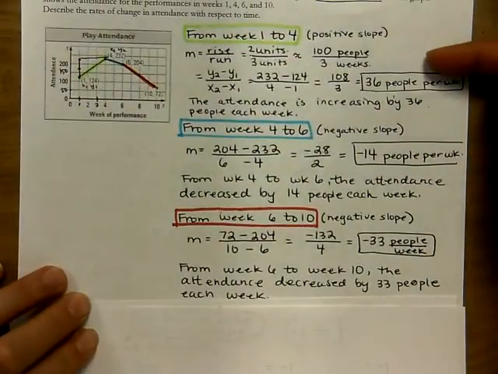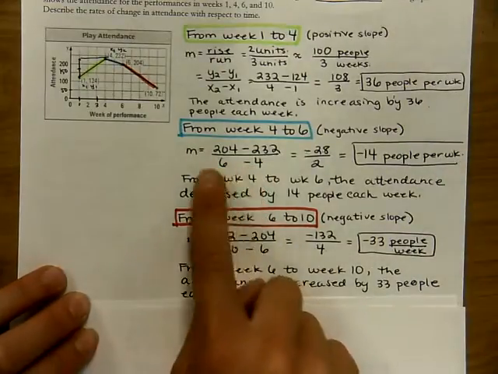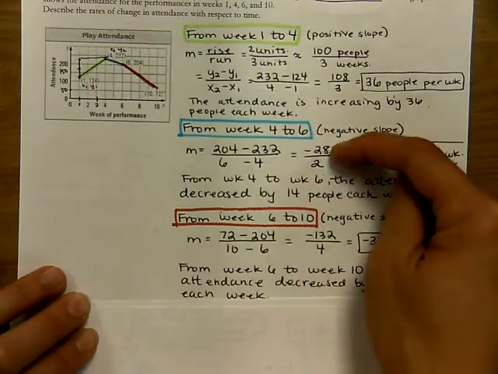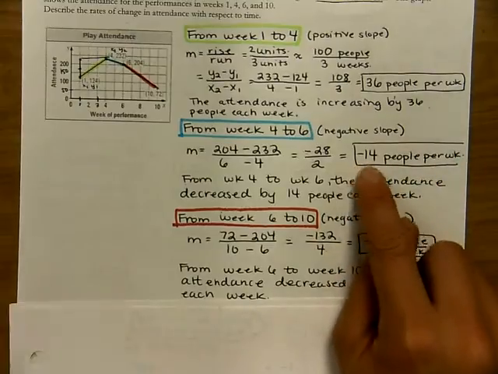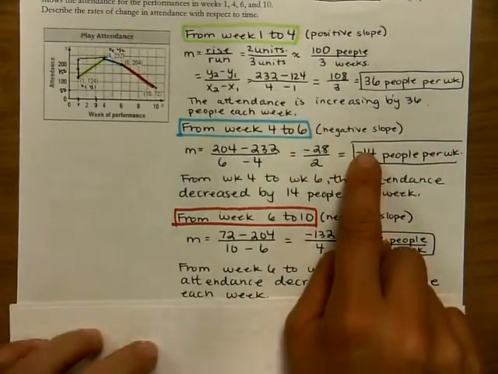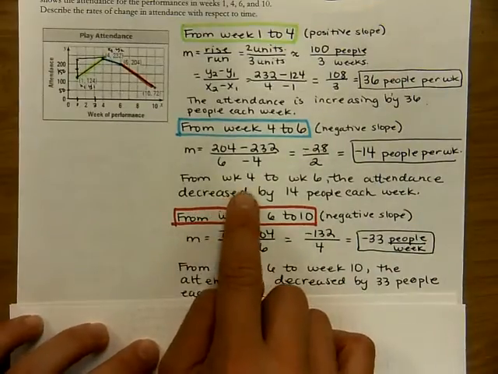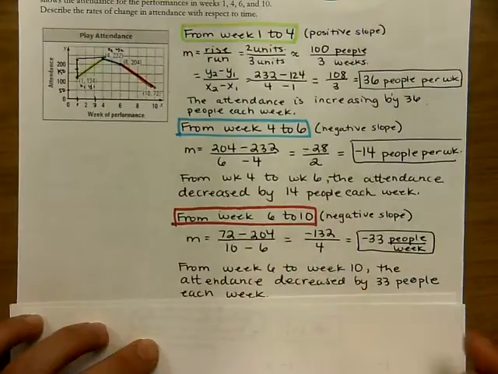So we already discussed week 1 to 4, which has a positive slope. If we go from week 4 to 6 and we use the 2 points, we get negative 28 over 2. So the attendance decreased by 28 people over the 2 weeks, or negative 14 people per week. And remember, when it's negative, it means it decreased. So the interpretation would be from week 4 to week 6, the attendance decreased by 14 people each week.